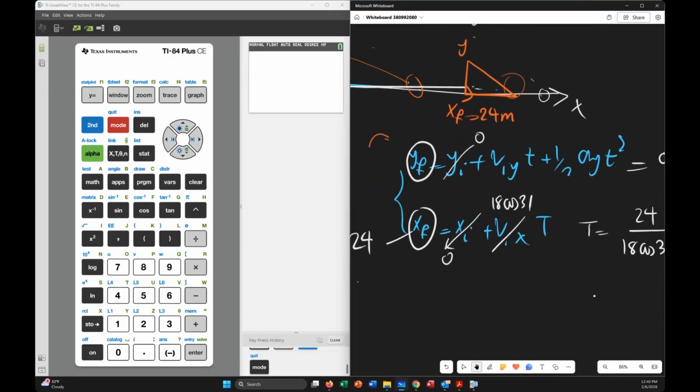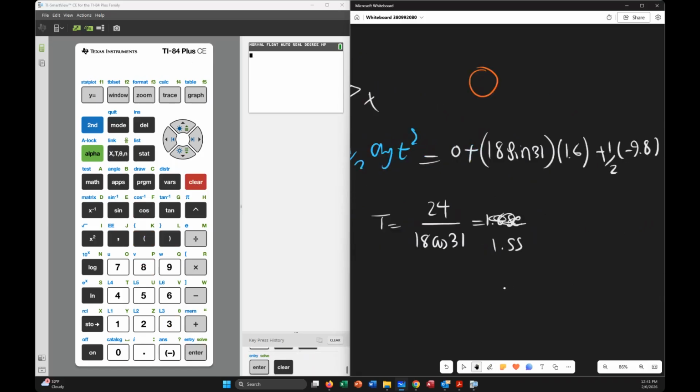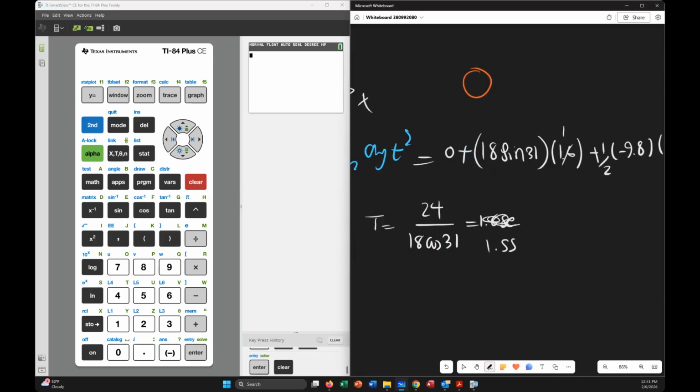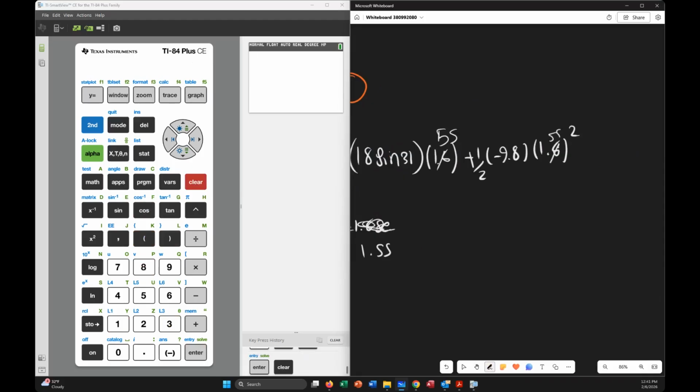Okay, so let's do the time first. 24 divided by 18 cosine 31. This is going to be 1.55. Okay, let's just put exactly 1.55 for now. So I put 1.55, and then 1.55. Okay, so let's see what happened.